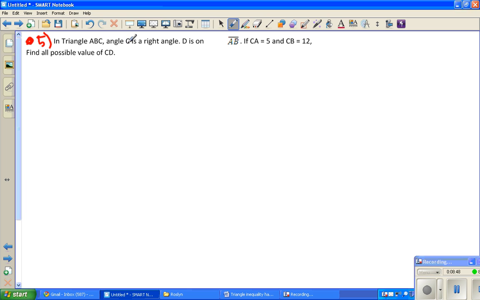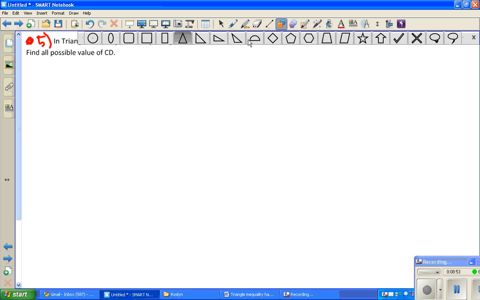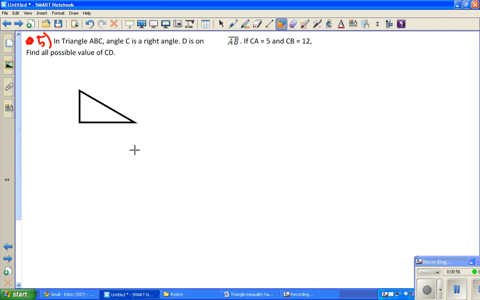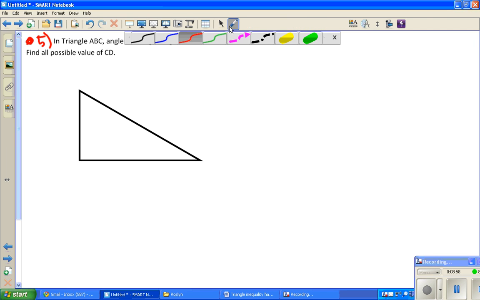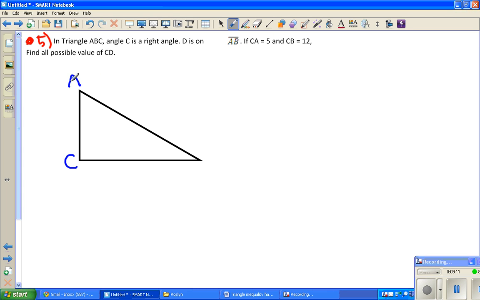In triangle ABC, the angle C is the right angle. Now, that means we are looking at the right triangle here. So I'm going to try to draw the right triangle. Now, angle C is the right angle right here. And D is on AB. Now, but the CA is 5, so I'm thinking I'm going to put this one as A, and then this is 5. And CB is 12, so therefore I'm going to put this one as B, and then this one is equal to 12. And as you mentioned, D is on line segment AB, so D can be somewhere around here.